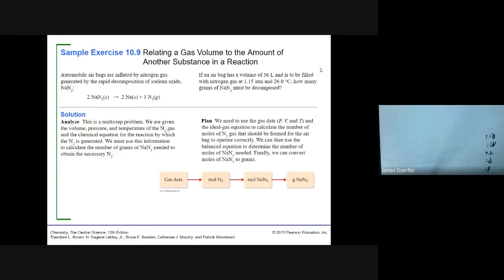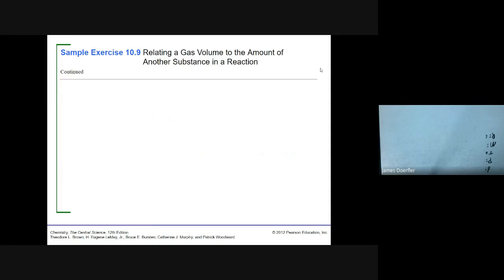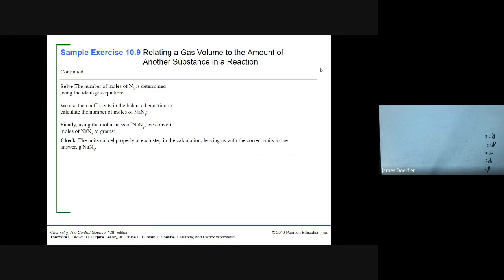There are going to be situations where you need to decide: are we using PV=nRT or are we using d=MP/RT? It all comes down to what information we are given and what we are trying to solve for. So let's take a look at our question here.